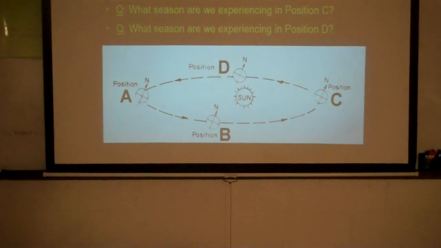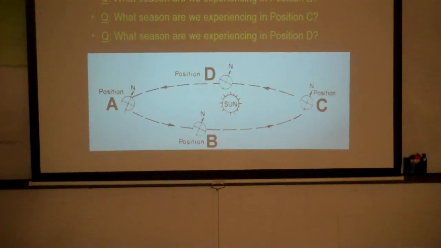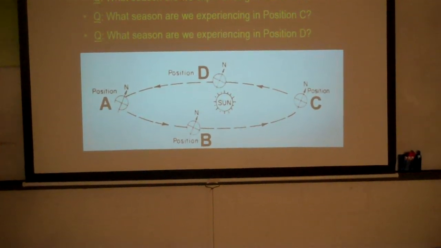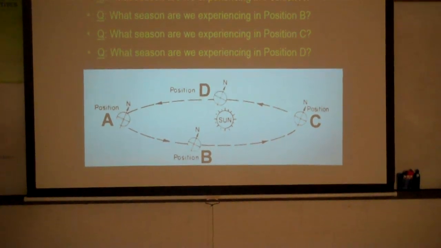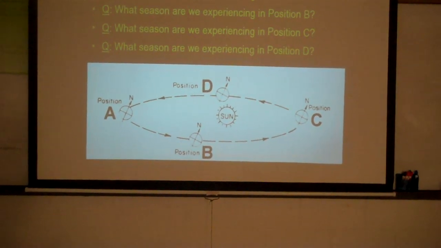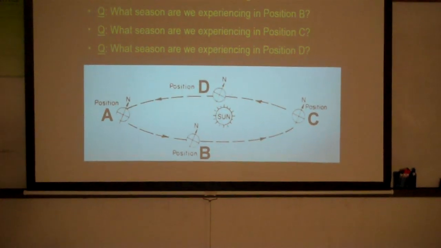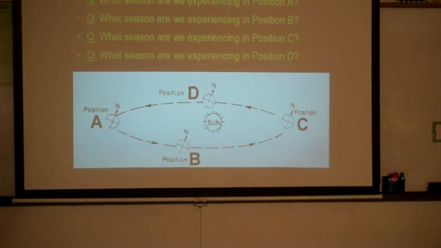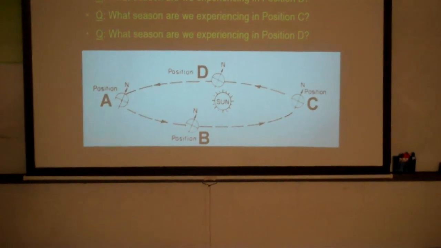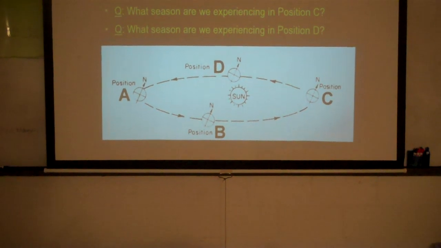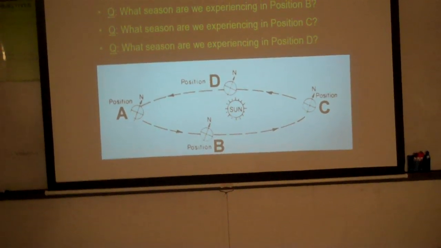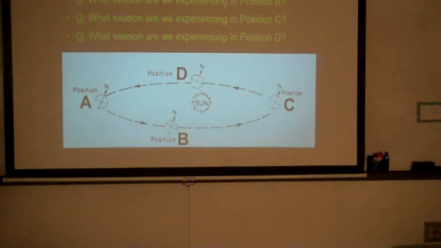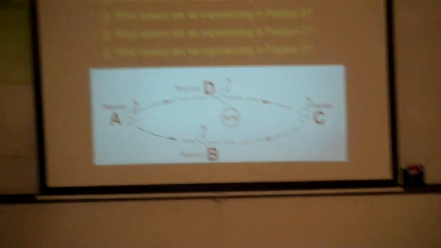Look at position A on the left-hand side. This Earth is tilted toward the sun. So we're tilted toward the sun, we should be experiencing summer. All right, next question is, what season are we experiencing in position B? This way, we're not tilting towards it. It's actually equal. This is fall.